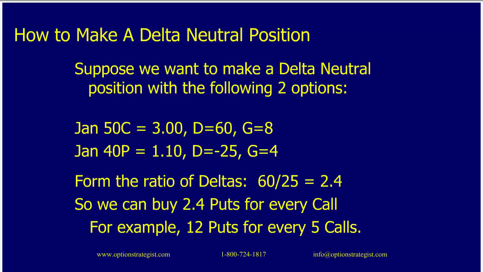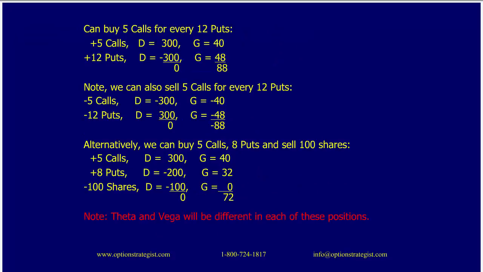Now let's take a look at the numbers. All right, so here's one thing we could do. We could buy 5 calls for every 12 puts and take a look at what our deltas would look like. For the calls, we'd have 300 deltas. For the puts, we'd have negative 300 deltas. So our delta position is 0. That's pretty delta neutral, right? Our gamma position is going to be 5 times 8. That's going to give me my 40. And 12 times 4 is 48. I'm going to have a positive 88 gamma.